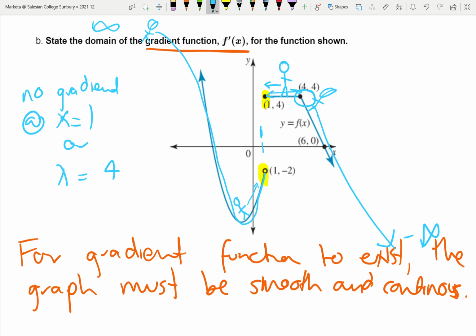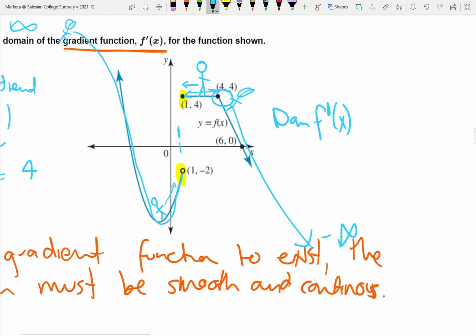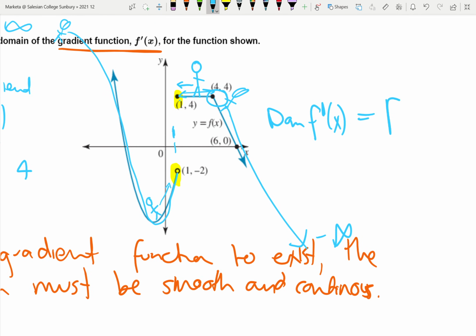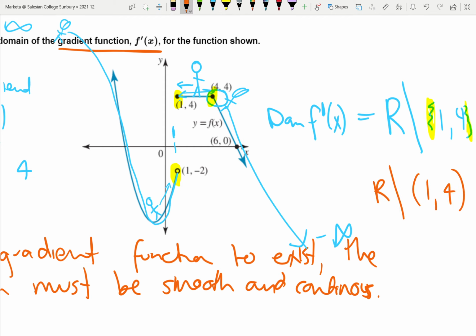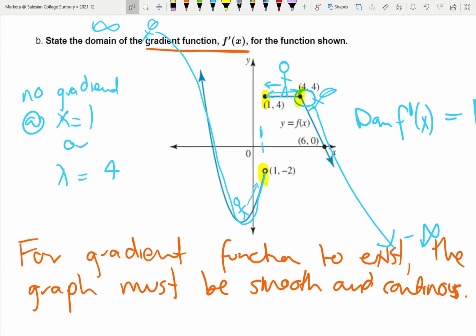So I can say the domain of f dash of x, definitely not f neg 1 of x, is going to be all real numbers except for the values of 1 and 4. And be careful that you use the correct brackets, the squiggle brackets, because it's only the values of 1 and 4. If you write it as R excluding 1, 4, then you're saying the values in between. Or hard brackets, the same thing, you're just including 1 and 4. So you definitely don't want that. Make sure you've got the squiggle brackets. So smooth and continuous for a gradient function to exist.